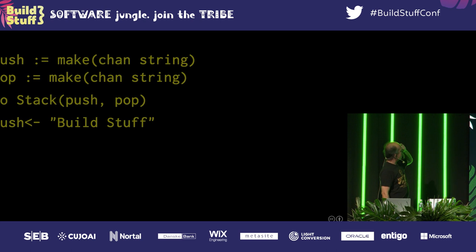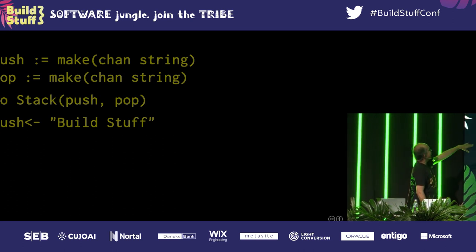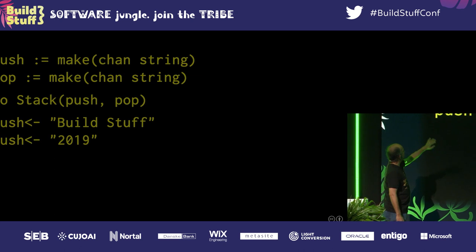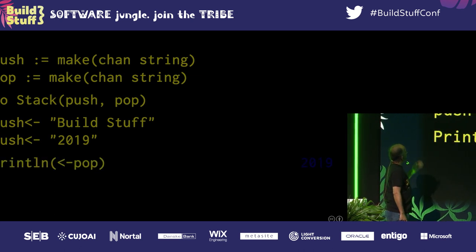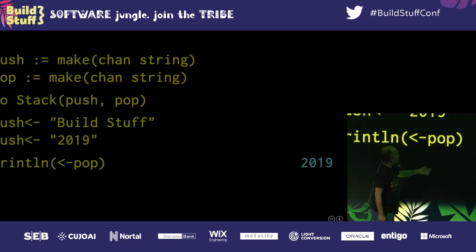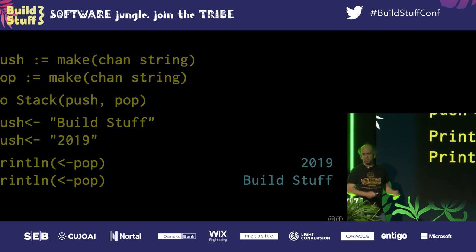So the way I use it, I've used the name so that it's suggestive. I send onto the push channel build stuff. I send 2019 onto that. And when I do a println, this is a read from the pop channel, a receive, I get 2019. And when I do a receive, then I get build stuff.